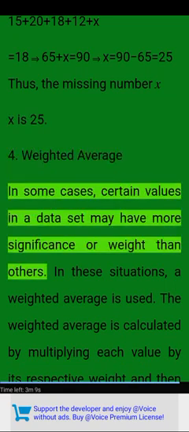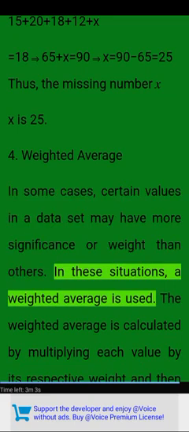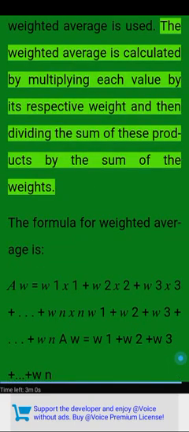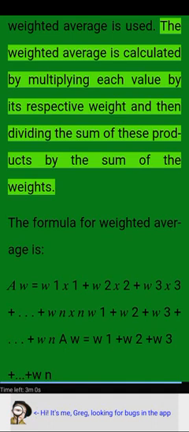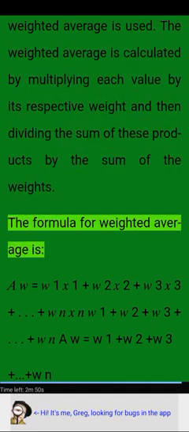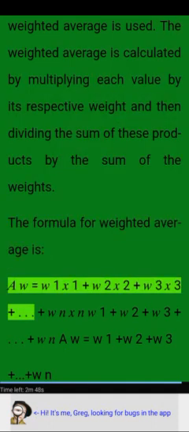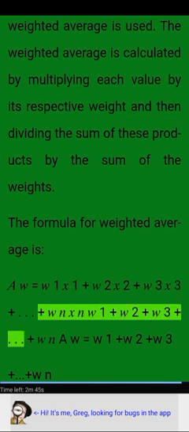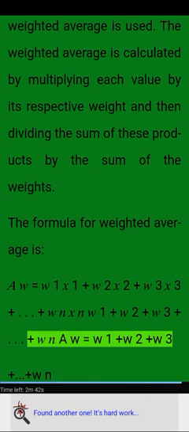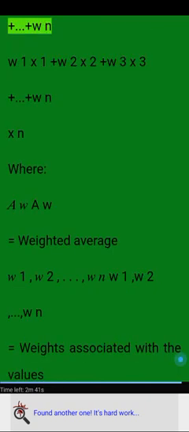4. Weighted average. In some cases, certain values in a dataset may have more significance or weight than others. In these situations, a weighted average is used. The weighted average is calculated by multiplying each value by its respective weight and then dividing the sum of these products by the sum of the weights. The formula for weighted average is A_W = (W1x1 + W2x2 + W3x3 + ... + Wnxn)/(W1 + W2 + W3 + ... + Wn).